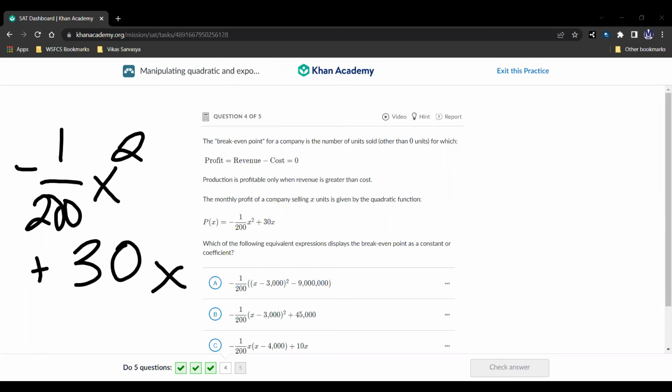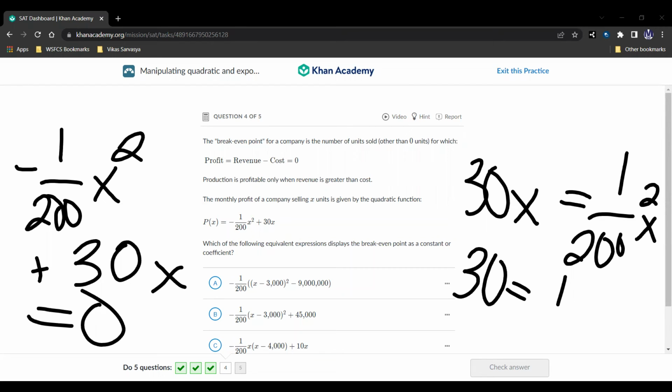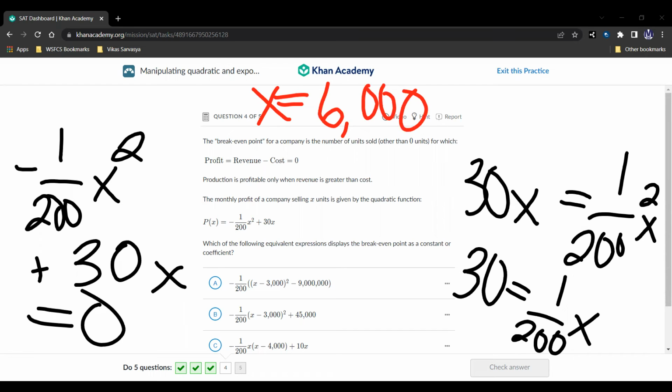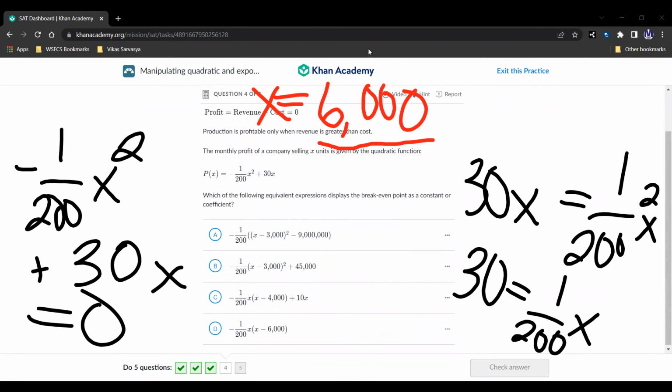Well, what is the break-even point? Let's find that out first. So this is equal to 0, so we can move this to the other side, and 30x is going to equal 1 over 200 x squared. Since we're trying to find the x value that's not 0, we can divide by x. Get 30 equals 1 over 200 x. Multiply by 200 on both sides to get that x equals 6,000. So our break-even point is at 6,000 units. That's what we're trying to find. And now which of these contains 6,000 units? That would be choice D, so that is our answer.